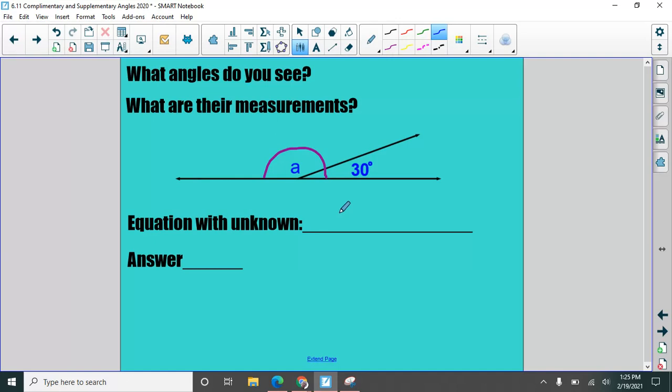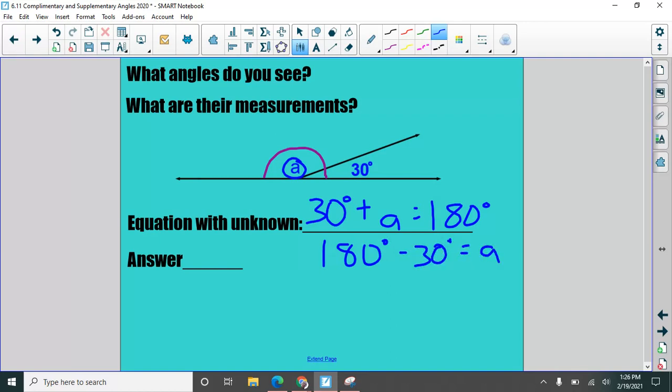So our equation, we could actually write this two ways. If we take our 30 degrees plus this right here, plus A, the unknown, equals 180 degrees. Now, another way to write that, if you want to use subtraction, you would write it like this: 180 degrees minus 30 degrees equals A, our unknown. And then we just have to figure out what fits in there. So 180 minus 30 would be 150 degrees.